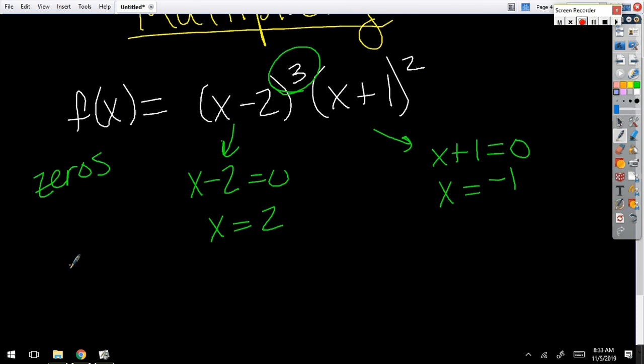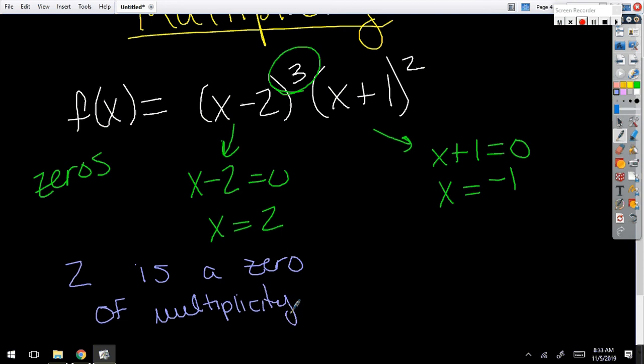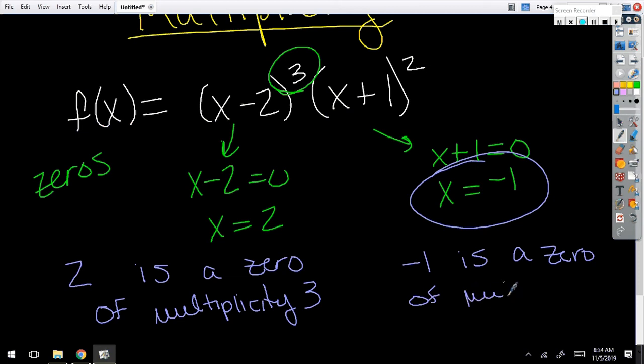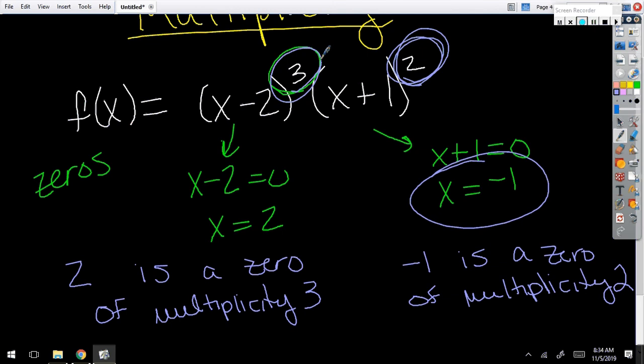2 is a 0 of multiplicity 3. Where did I get the 3 from? How many times? The multiplicity of 3 just tells me that it happens 3 times. It repeats 3 times. How might I describe the 0 of negative 1? Negative 1 is a 0 of multiplicity 2. Good job. It's going off this exponent. How many times it repeats?